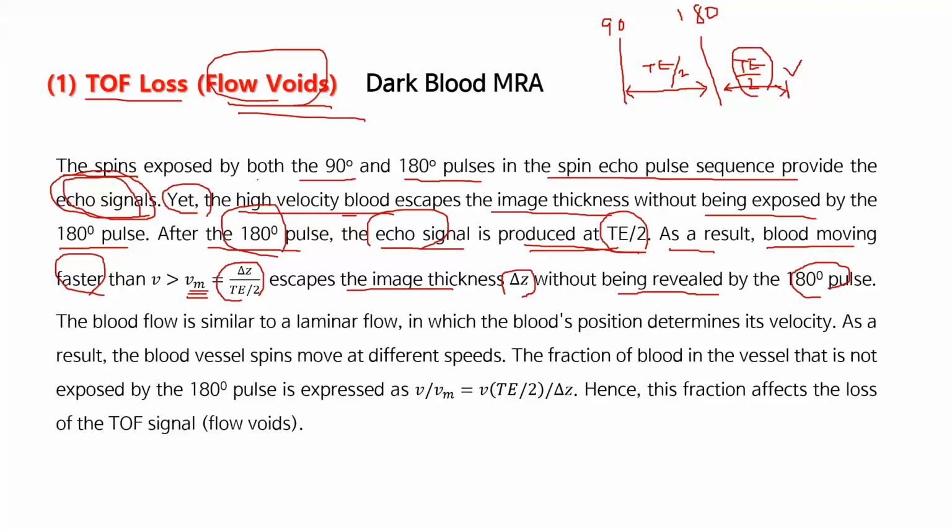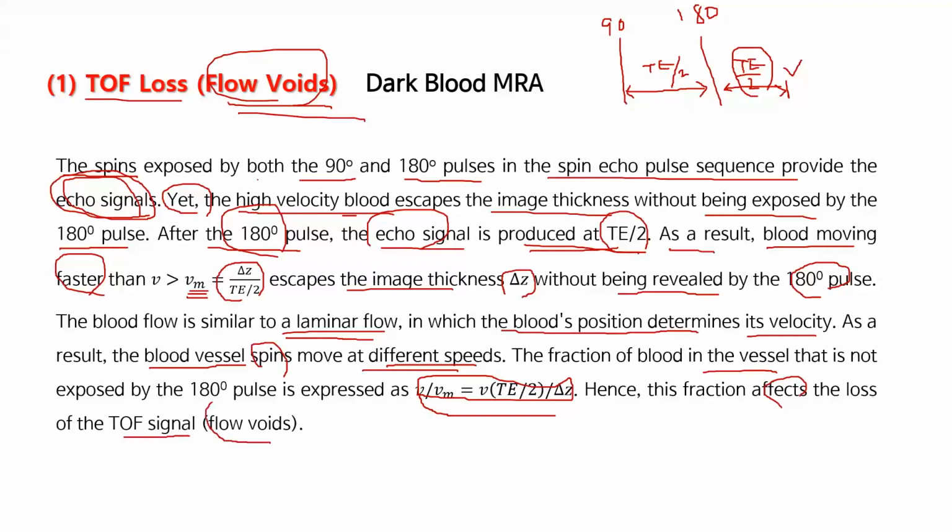The blood flow is similar to laminar flow, in which the blood's position determines its velocity. As a result, the blood vessel spins move at different speeds. The fraction of blood in the vessel that is not exposed by the 180-degree pulse is expressed as acceleration. Hence, this fraction affects the loss of TOF signal, which is the flow void.